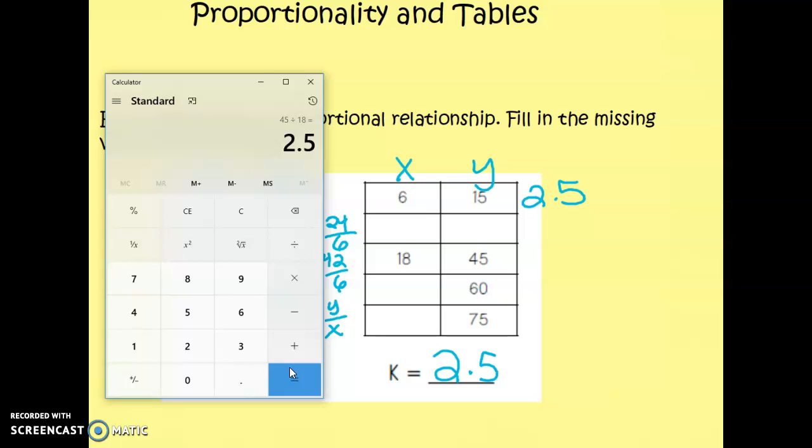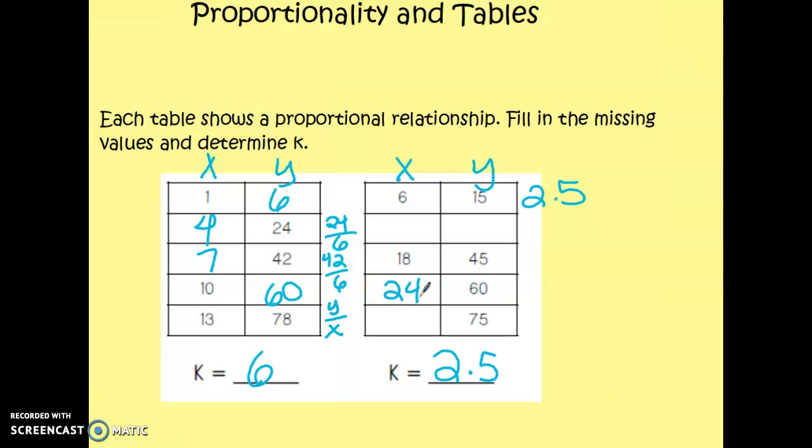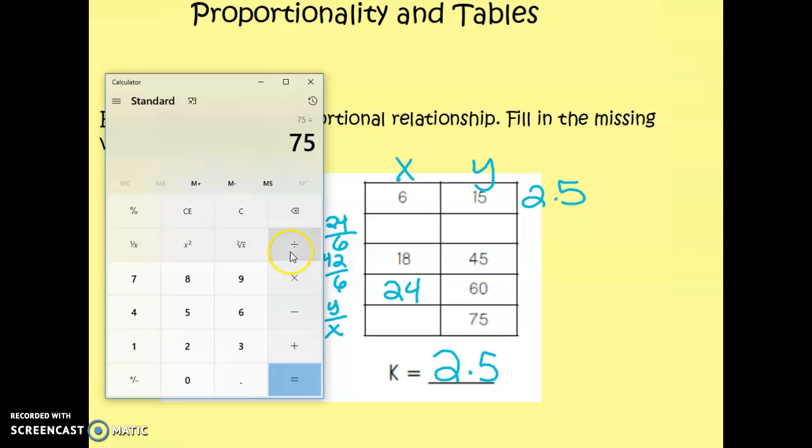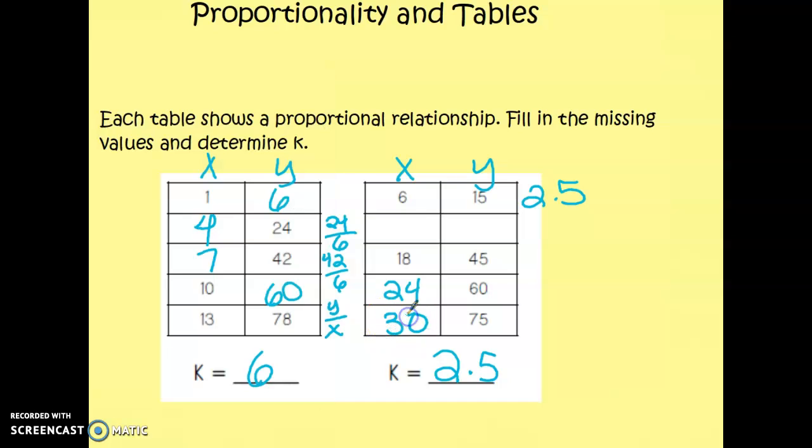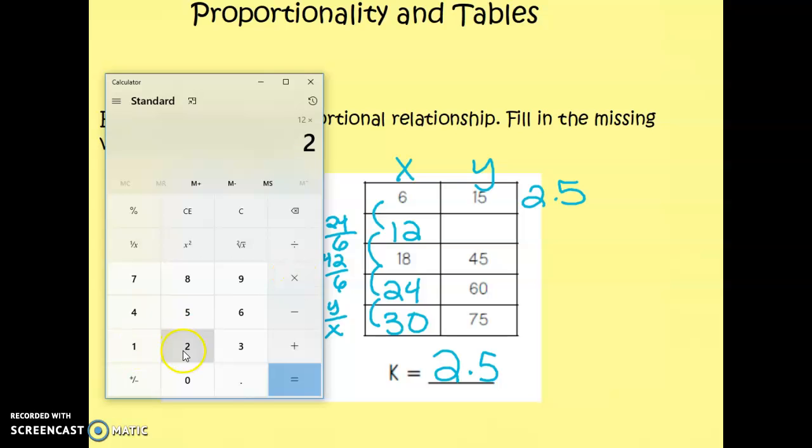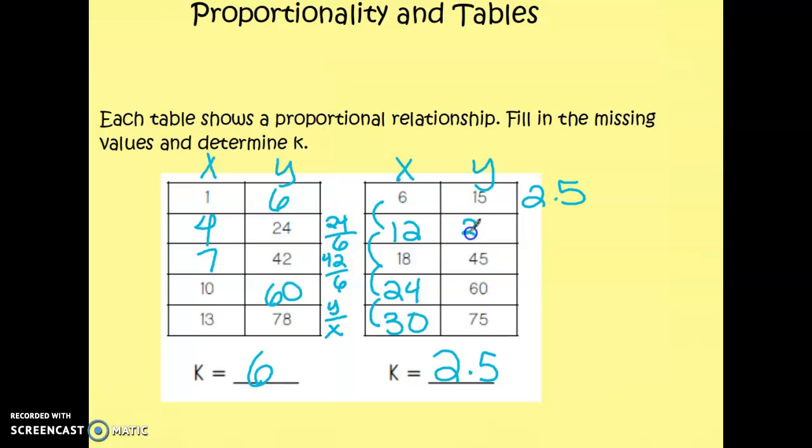So 60 divided by 2.5 is going to tell me my X, which is 24. I've got 75 divided by 2.5, which is going to tell me this is 30. So it looks like you guys see this pattern. From 18, it increased by 6, and then it increased by 6 again. So this is going to have to be 12 to show that increase of 6. So I'm going to do 12 times 2.5, and I'm going to get 30.